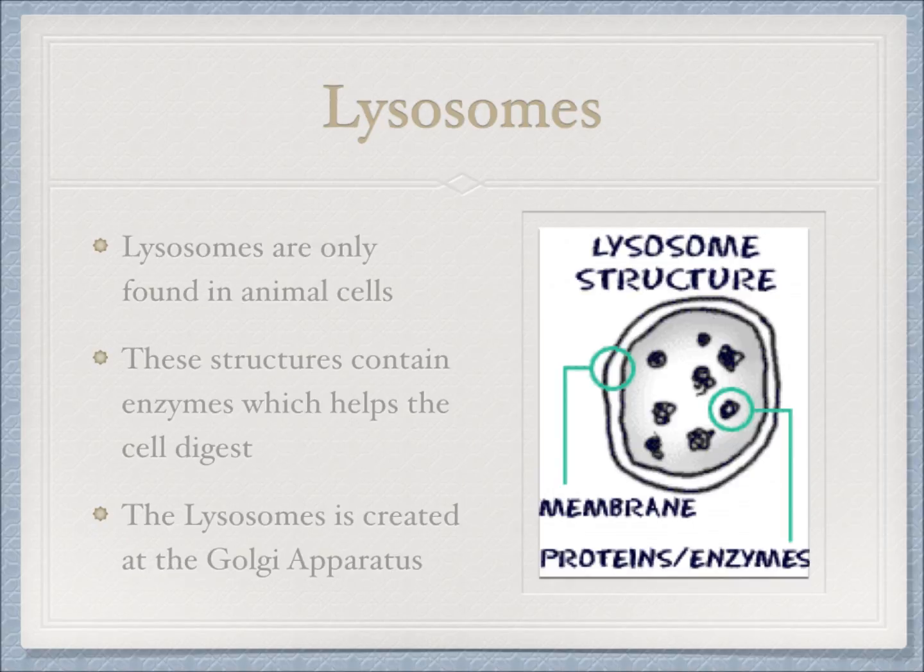Lysosomes. Lysosomes are only found in animal cells. These structures contain enzymes which help the cell digest. Lysosomes are created at the Golgi apparatus. As you can see in the structure, the membrane is holding all the proteins and enzymes in.